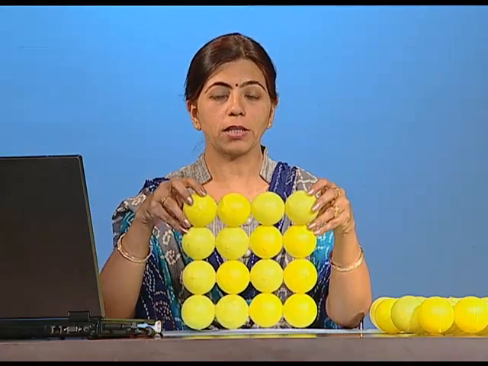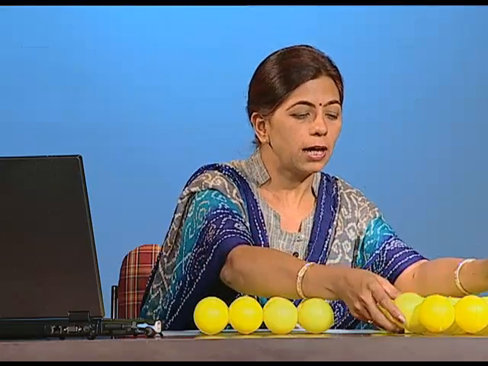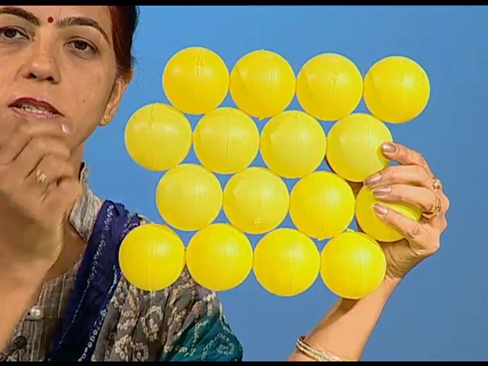Just now you have seen one-dimensional, two-dimensional and three-dimensional packing. In spite of closely packing these atoms, you can very well see these empty spaces. These vacant spaces are known as voids. In the square close packing you can see these voids. Even in the hexagonal close packing you can see these vacant spaces. These are interstitial spaces or the voids.